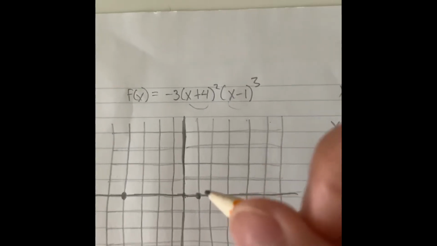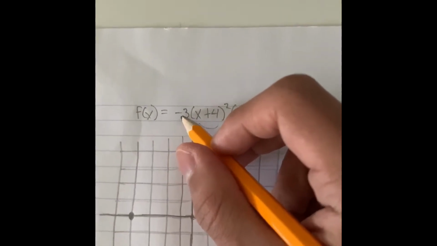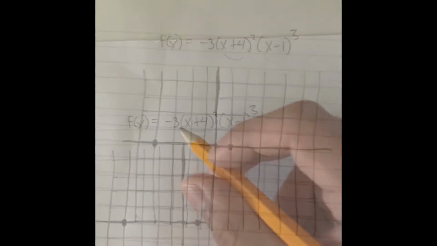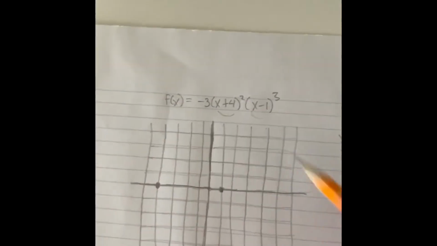And then now we look at the beginning sign. Is it negative or positive? Well, since it's looking at the negative, it's a negative sign. So that means this whole equation is going to be negative.